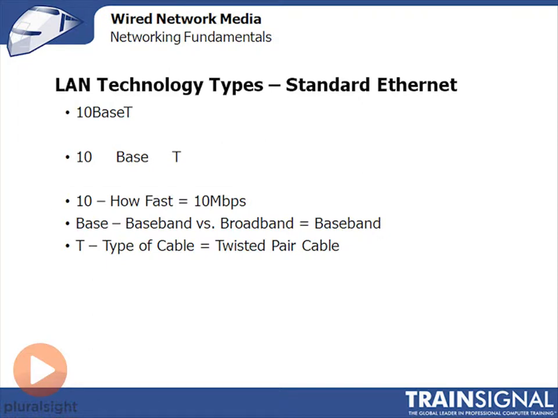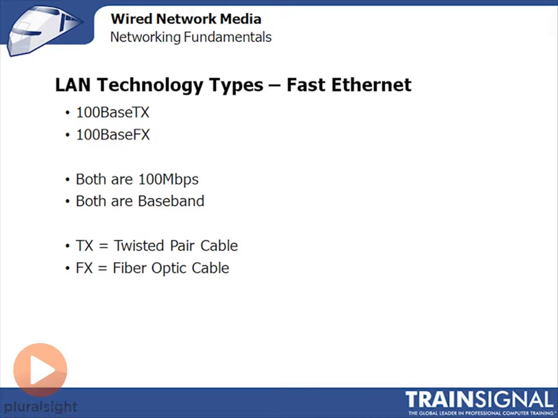The 10 represents how fast the data can travel, so that's 10 megabits per second. Base represents whether we're talking baseband or broadband, so it means baseband or digital communications. And then the T represents the type of cable, telling you that it's twisted pair cable. Or again, some people will say the T stands for telephone cable. Now that was standard Ethernet.